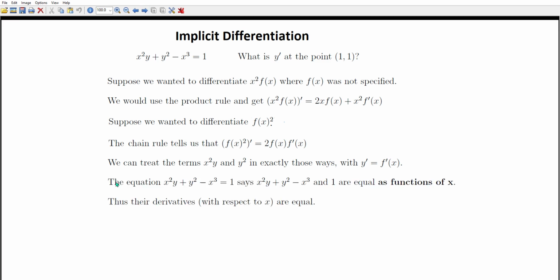So let's start in. What we're going to observe here is the equation x squared y plus y squared minus x cubed equals 1 says the left-hand side and 1 are equal as functions of x. Not just at a single point, but as functions of x, and thus their derivatives with respect to x are equal. So we take the derivative of both sides. The x squared y term, by the product rule, becomes the derivative of the first, 2x, times the second, y, plus the first, x squared, times the derivative of the second, y prime. Next, we take the derivative of y squared, which is a composition of functions as we've seen before, and we get 2y to the first times y prime. The derivative of x cubed is minus 3x squared, and of course, on the right-hand side, the derivative of 1 is 0.